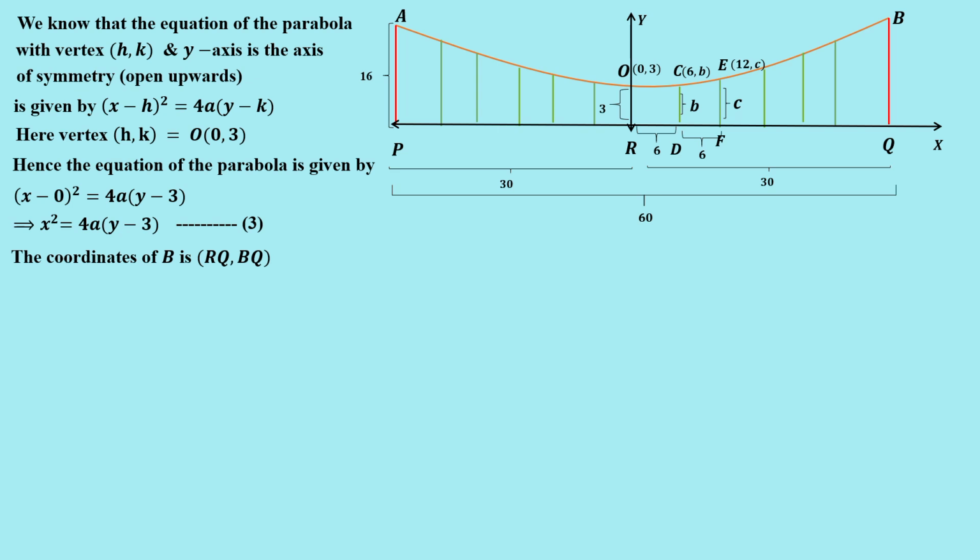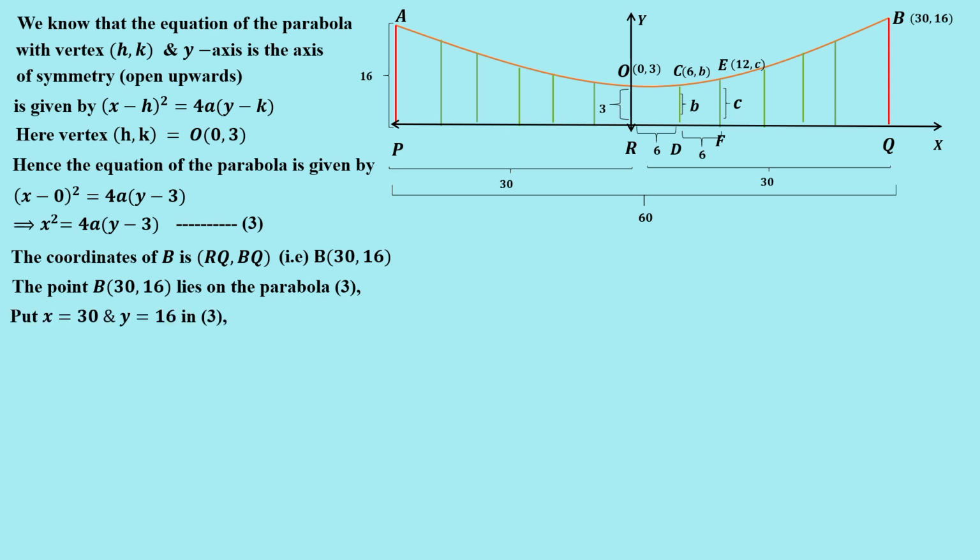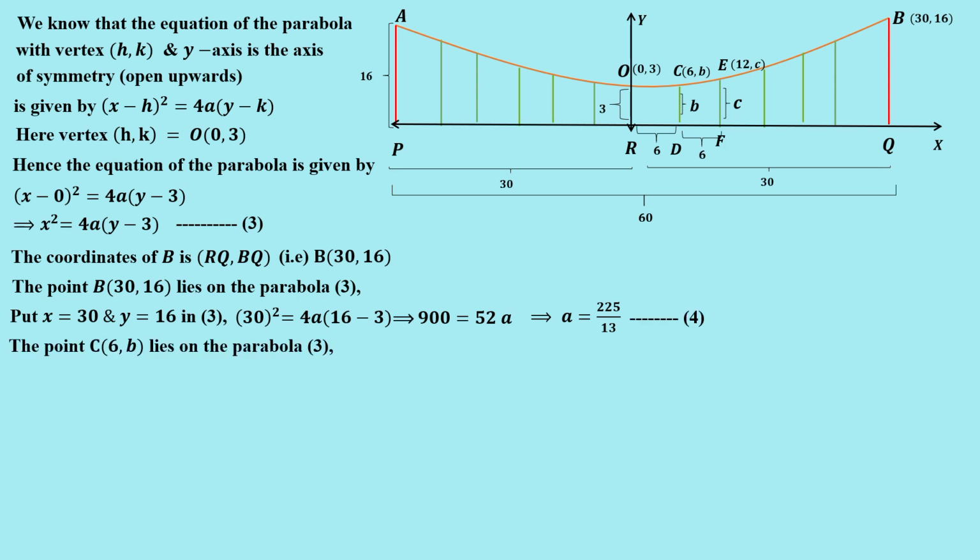Now the coordinate of B is RQ comma BQ. RQ, the distance, is 30 and BQ is 16. So 30 comma 16. Clearly B is on the parabola. So substituting x equal to 30 and y equal to 16 in equation 3, we get 30 square is equal to 4a into (16 minus 3). So 900 is equal to 52a. a is equal to 225 by 13. We can cancel 900 by 52, so you get 225 by 13. That is equation number 4.